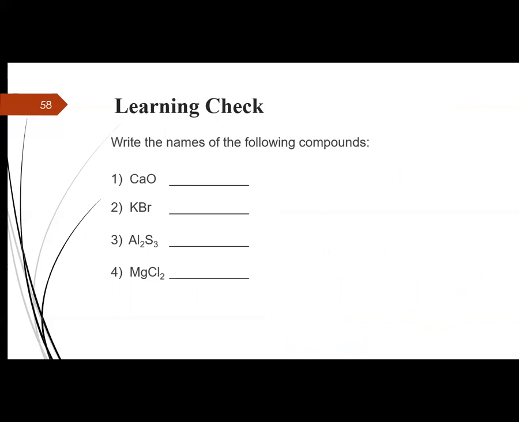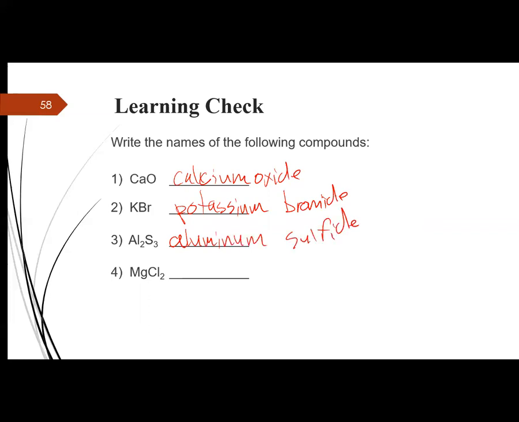So we're going to practice these simple ones first. Go ahead and do these 4. So this should be calcium oxide. Spelled that wrong. Potassium bromide. Aluminum sulfide. Magnesium chloride.